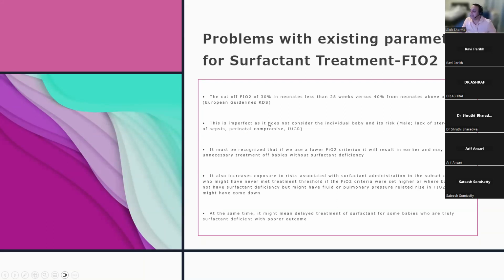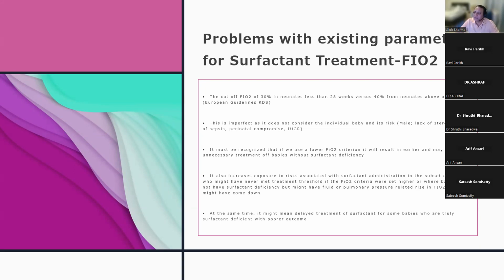What is also recognized is that we might have babies who have fluid, and in particular, if you look at babies between 28 and 32 weeks of gestation who are steroided, the incidence of surfactant deficiency drops from 80% below 28 weeks to about 50%. Now, the presence of fluid in those babies, if they've been delivered by an elective cesarean and the mother's not in labor, the presence of elevated pulmonary pressures may all account for a high FiO2, which might mean that these babies then get treated unnecessarily with surfactant because we've kind of got these arbitrary thresholds.